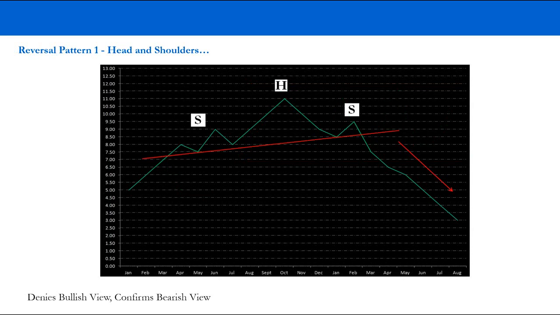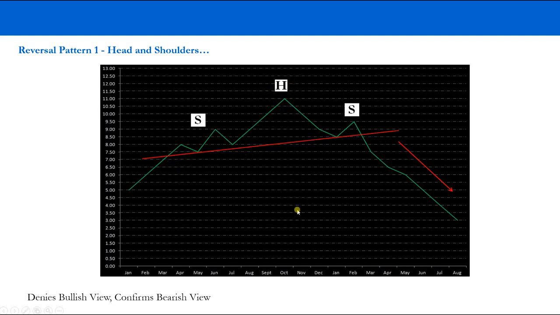What about now when we start looking at reversal patterns? So our first reversal pattern is a head and shoulders. Why we call it a head and shoulders is because in this pattern, which comes up a lot in financial markets and is very, very common, we have a left shoulder, a right shoulder, a head, and what we call a neckline.